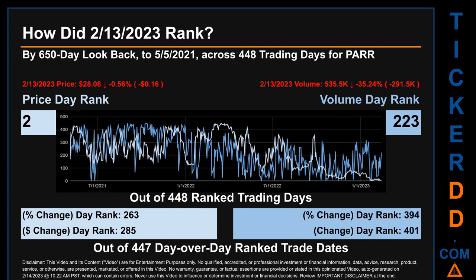The line graph overlays price and volume's daily ranking, as shown respectively in light versus dark blue, across those target trading days. In this view, essentially the dips are good whereas the spikes are bad. The price's day over day percentage change, dropping minus 0.56% on February 13, 2023, had a day rank of 263, while its dollar difference of minus 16 cents had a rank of 285 when compared day over day across 447 trading days. Volume's percentage change and difference were ranked respectively at 394 and 401.